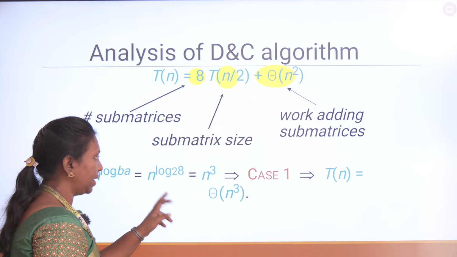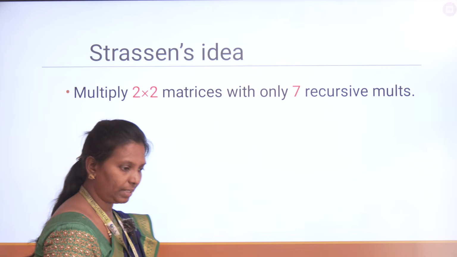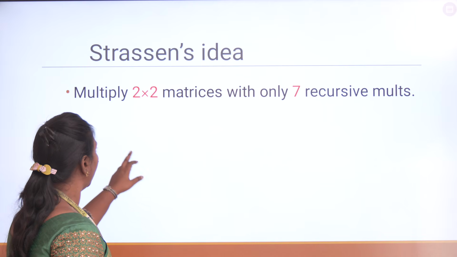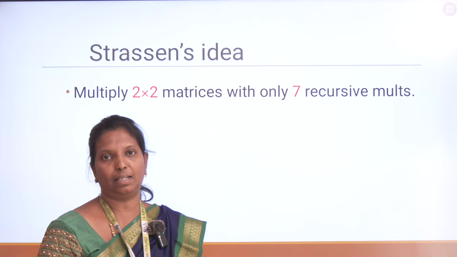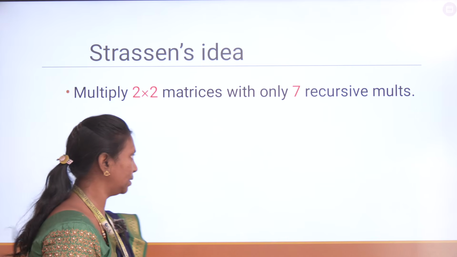So again we are making that change with the process, not in the ordinary way. We are doing that with divide and conquer, and here I have just a 2 by 2 matrix with only 7 recursive matrices. This is possible when we are implementing the divide and conquer method.